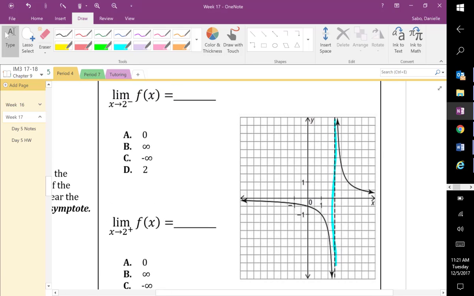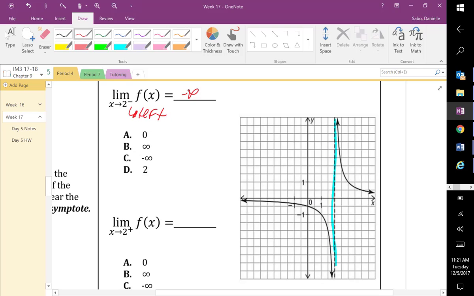So it is at 2. Now, remember that this negative sign means from the left side of that asymptote. So I put my pen here and I go to the left. If you notice, where is the arrow going? Down to where? Negative infinity.